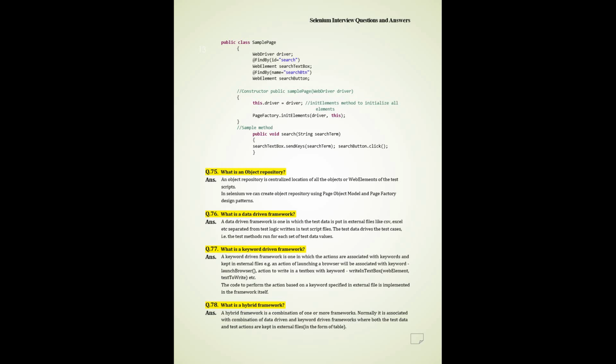So yeah. What is a keyword-driven framework? A keyword-driven framework is one in which actions are associated with keywords and kept in external files. Example, the action of launching a browser will be associated with the keyword launch browser. To write in a text box, the keyword is write in text box, web element, text to write, etc. The code to perform the action based on keywords specified in the external file is implemented in the framework itself.